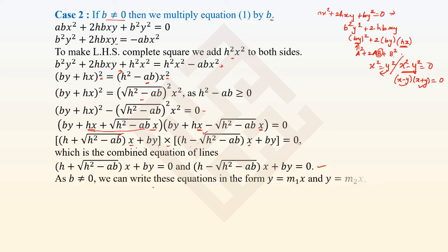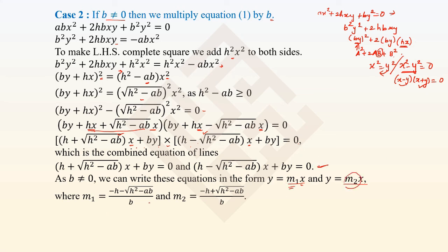अब अगर हम ये इक्वेशन देखें, we know that b is not equal to 0. सो ये जो इक्वेशंस हैं हमारे, हम इनको लिख सकते हैं in the form y is equal to m1x and you can say y is equal to m2x. अब m1 m2 इसलिए लिखा है क्योंकि दो लाइंस है, सो दो रूट्स मिले हमें. तो अगर इसके साथ इसको कंपेयर करें तो हमें m1 और m2 का वैल्यू मिल सकता है. So we can say m1 is equal to minus h minus root of h square minus ab divided by b and we get m2 is equal to minus h plus root of h square minus ab divided by b. Just put this equation in the standard form and get the value of m1 and m2.